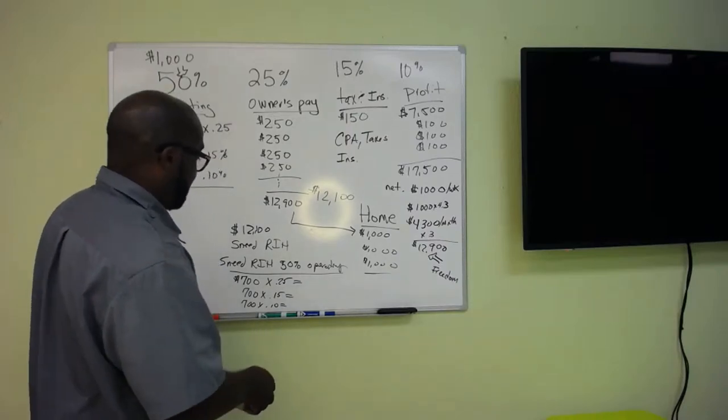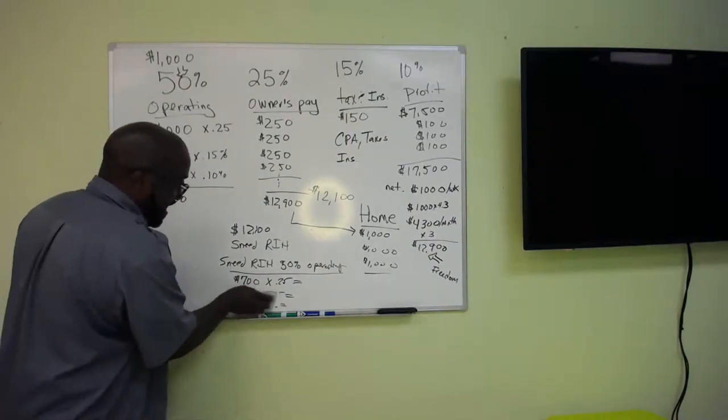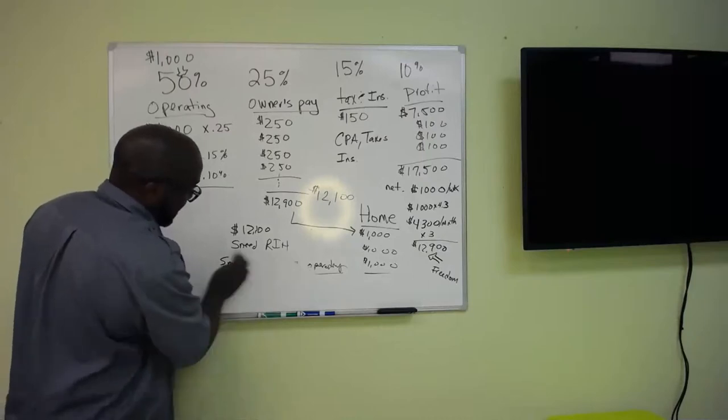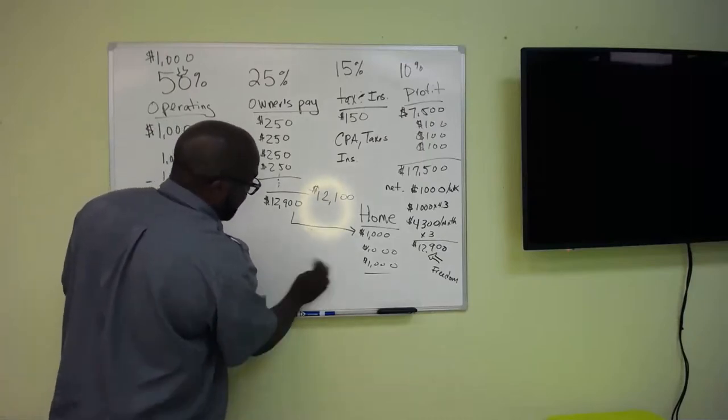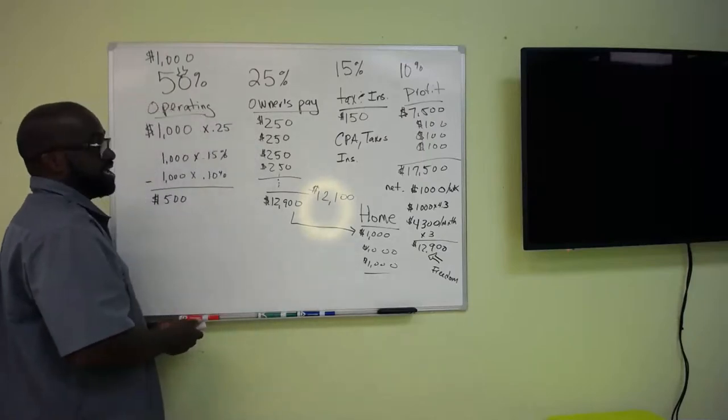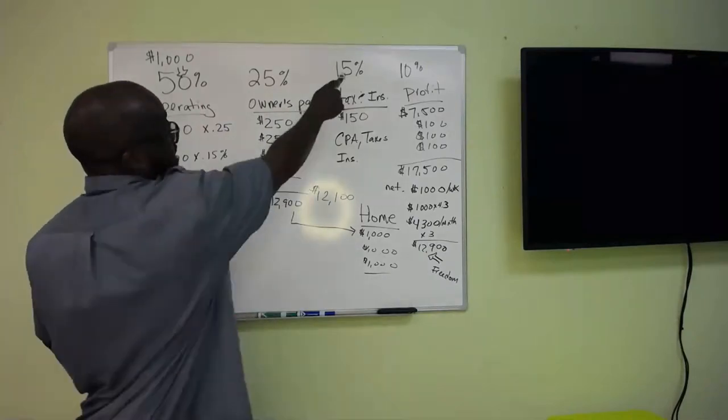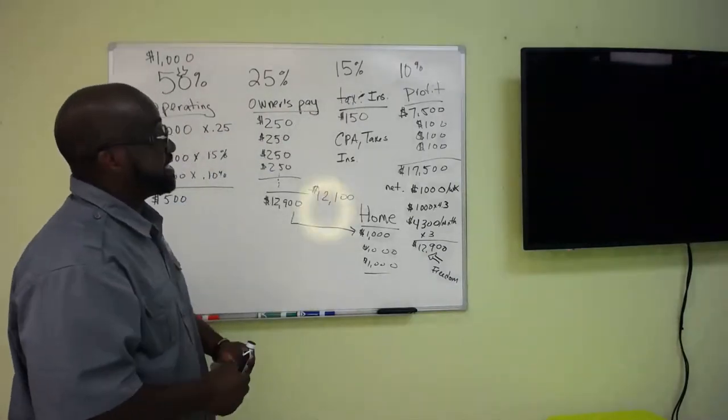I'm going to buy me a toy, something I can have some fun with. But yeah, that's all I do. As I add more businesses, I just add another operating account, and I let it go. Now, another thing too, with the 15% taxes.